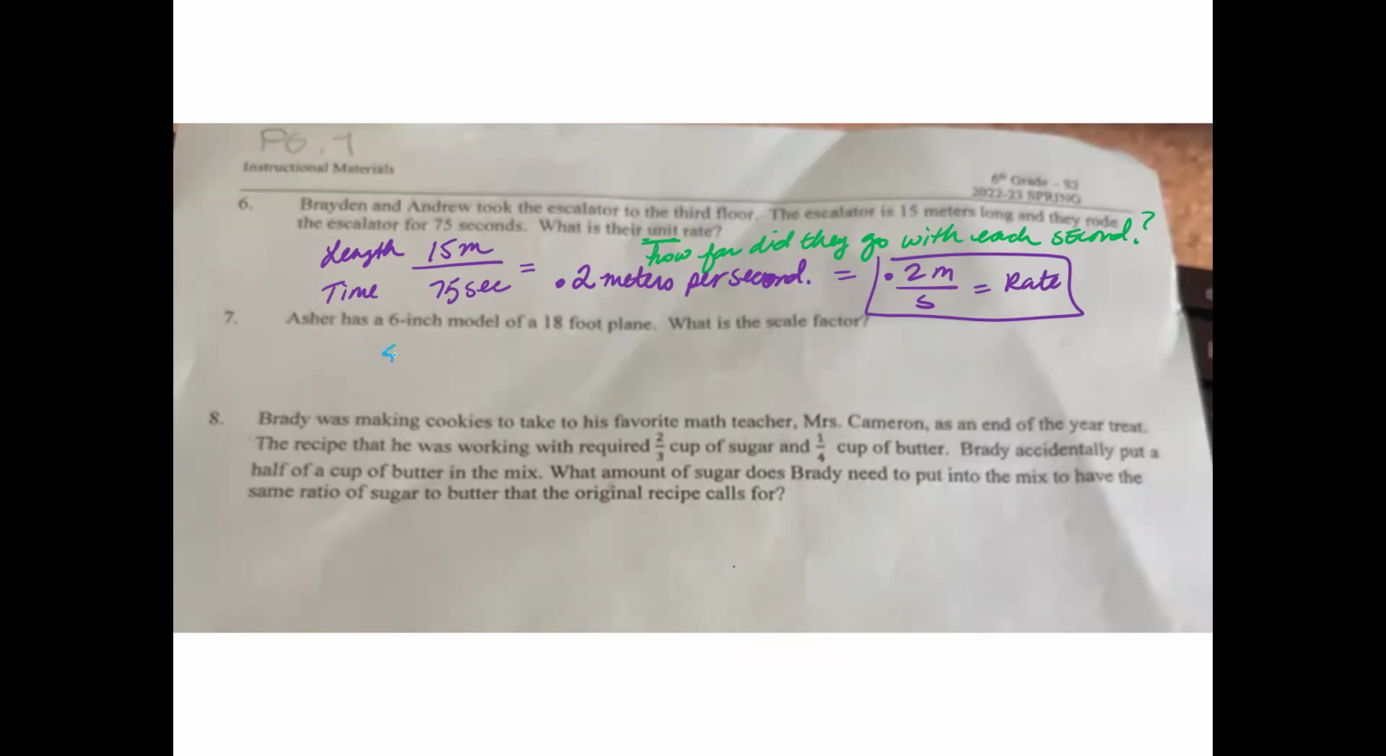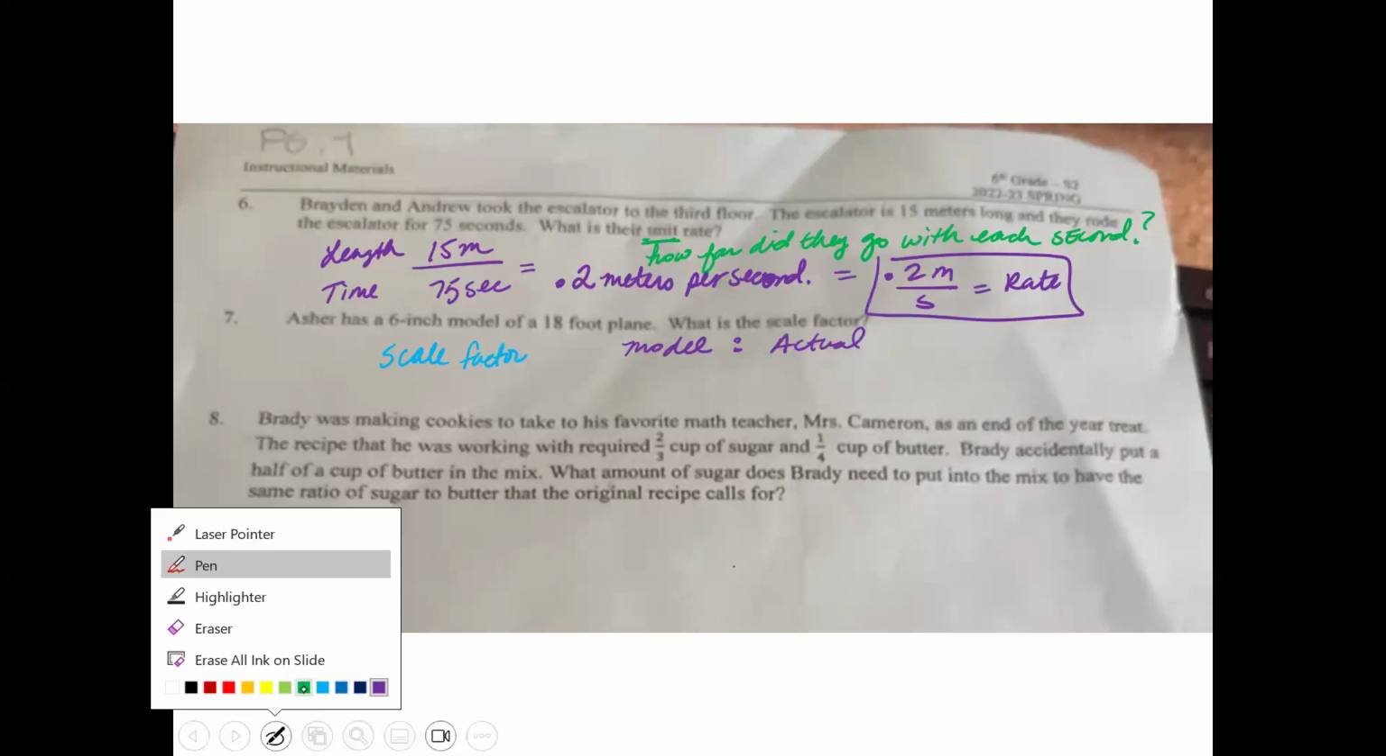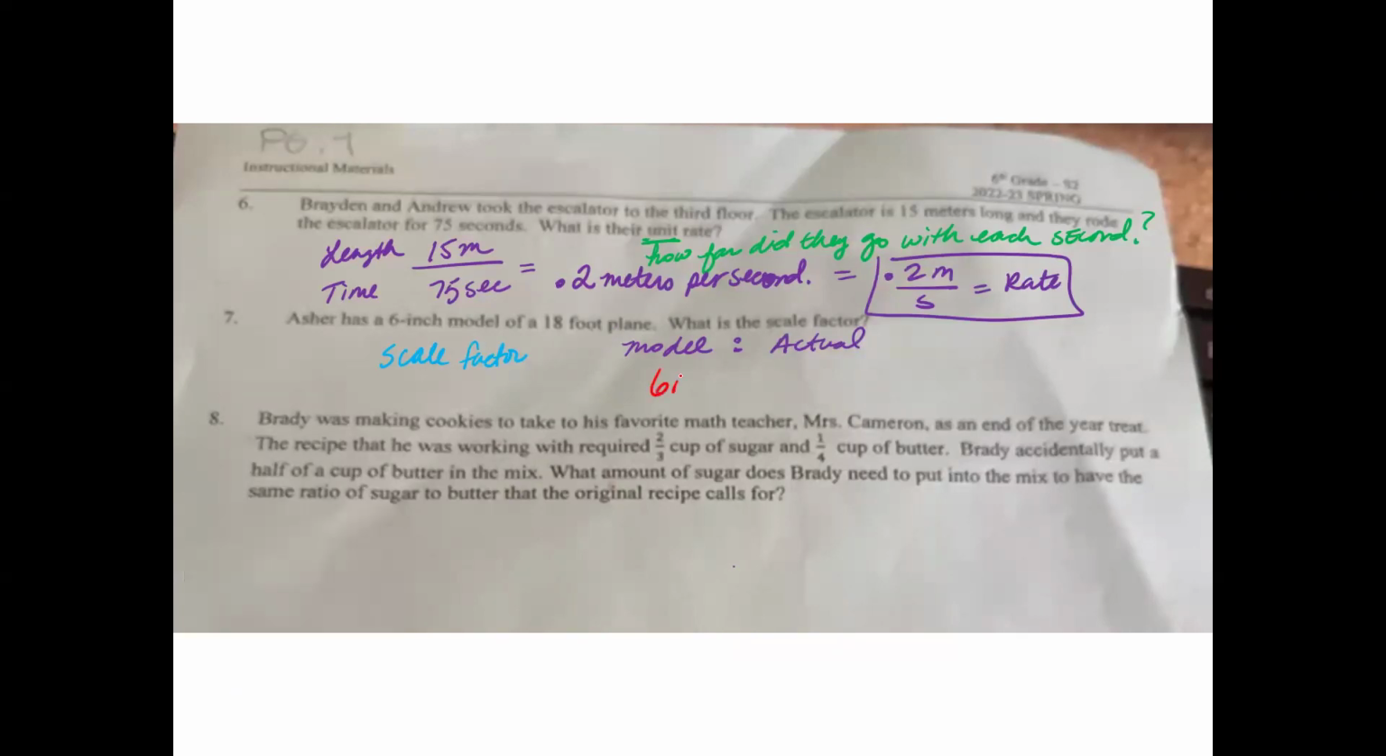Okay, so scale factor, what do you think I have to do with this? Multiply. So what are the two things you're going to be using for the scale factor? There are two things. 18 and 6. Okay, but what does 6 represent? The inches of model. Model versus actual, right? Okay, so the model here is going to be 6 inches. The actual is 18 feet, right? No, well, not quite.